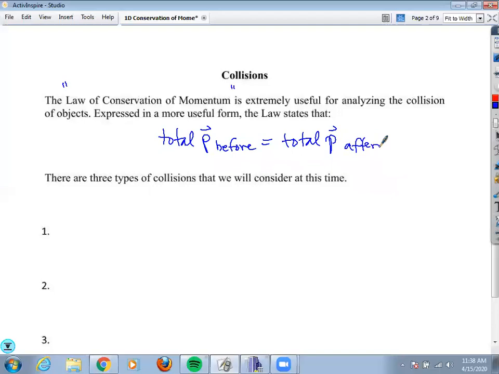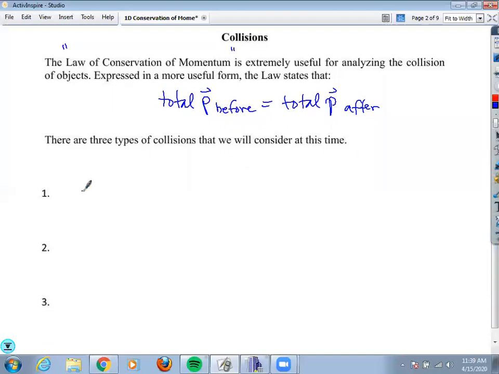And so again, if we had more than one object in the system, we would have to add up the individual momenta to get the total and then do the same thing for afterwards. So if there's zero momentum before, then there's going to be zero momentum after. If the total momentum is 10 kilogram meters per second before, it'll be 10 kilogram meters per second after. There's three types of collisions that we will look at. First, elastic. Second, inelastic. And third, recoil.